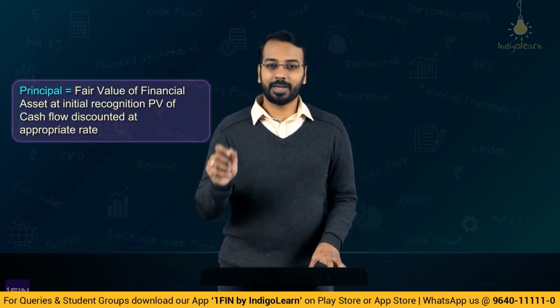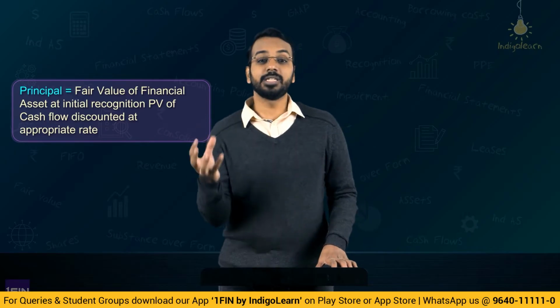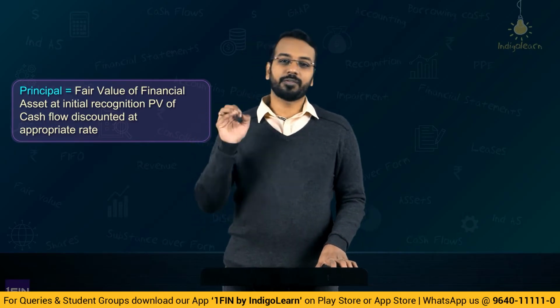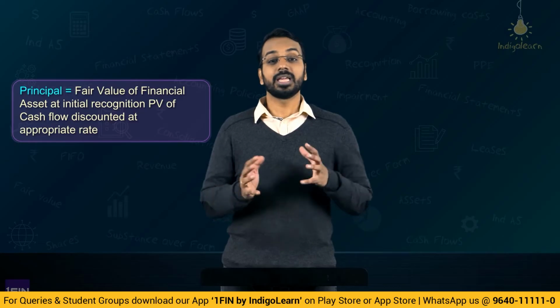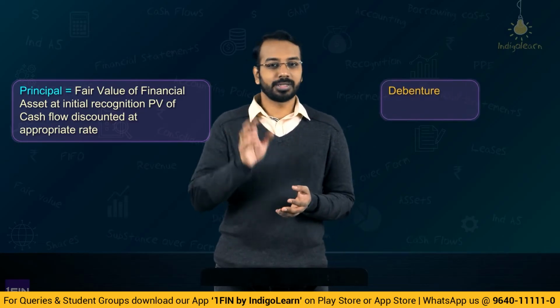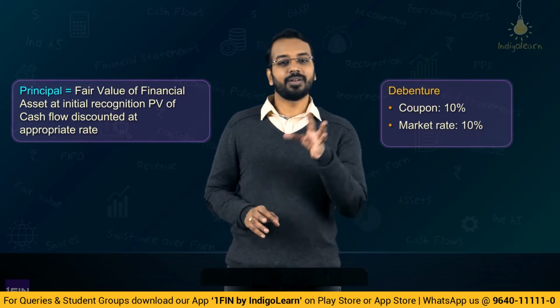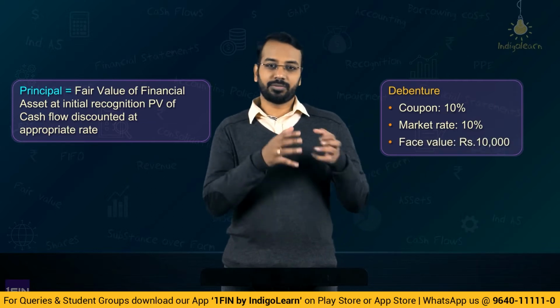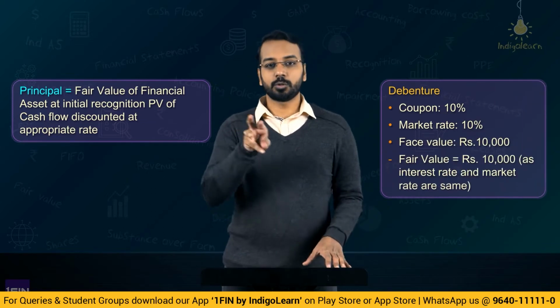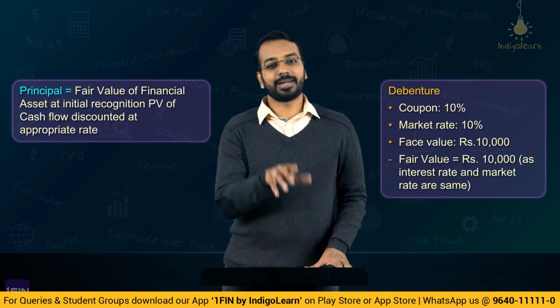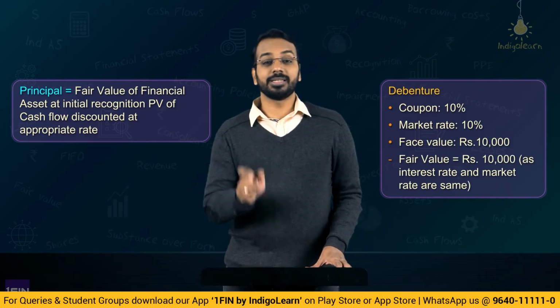Now, the next thing that we need to understand is what is this principal? Principal basically is the fair value of the financial asset at initial recognition. Normally, this would be the present value of the cash flows discounted at an appropriate rate. We will understand it subsequently, but please understand principal represents the fair value of the financial asset at initial recognition. So, if there is a debenture and say the coupon is 10%, market rate is 10% and the face value of the debentures is 10,000, the fair value of the debentures will also be 10,000 because the interest rate and the market rate are same, right. So, this 10,000 represents the principal.